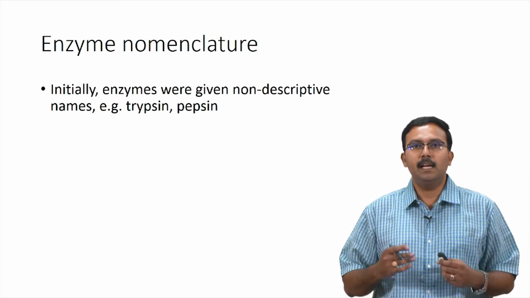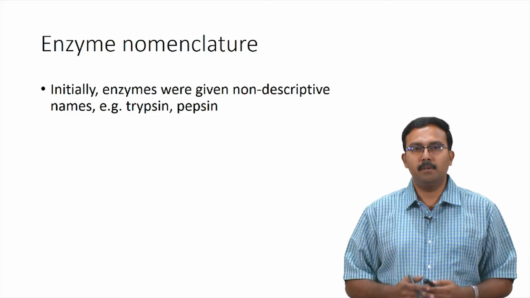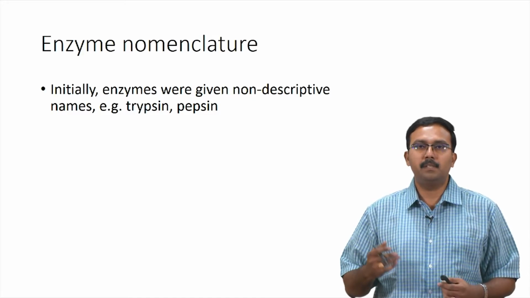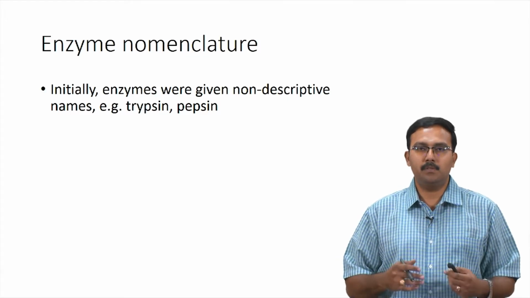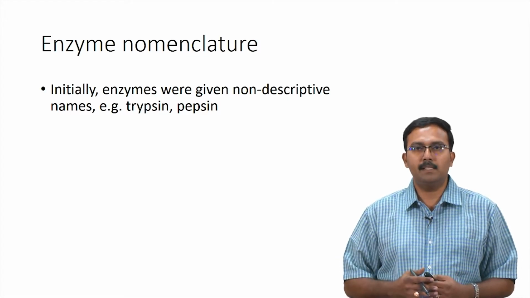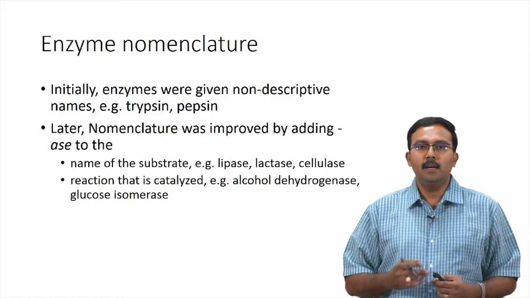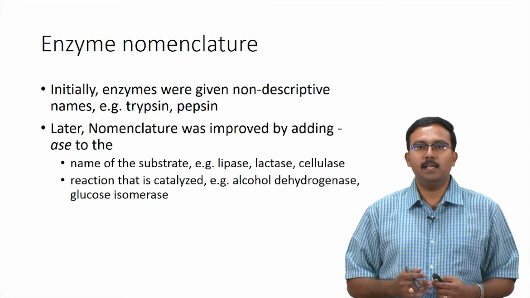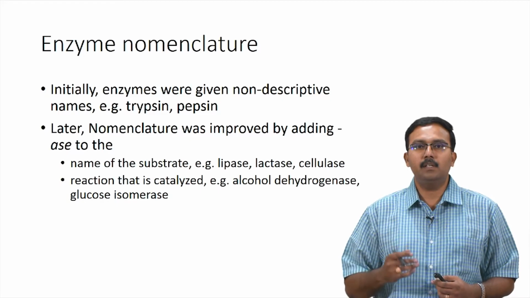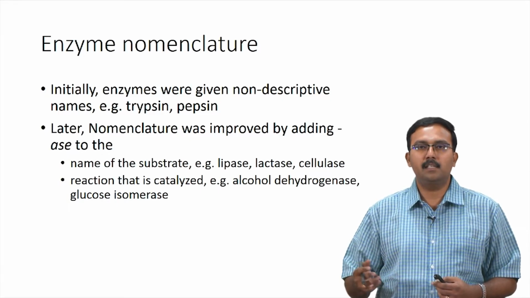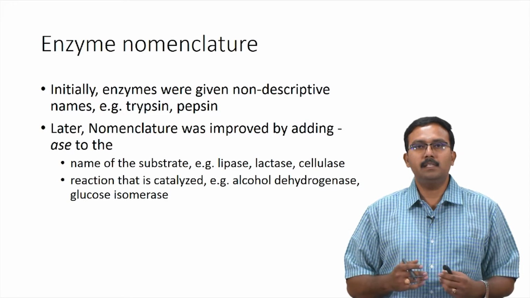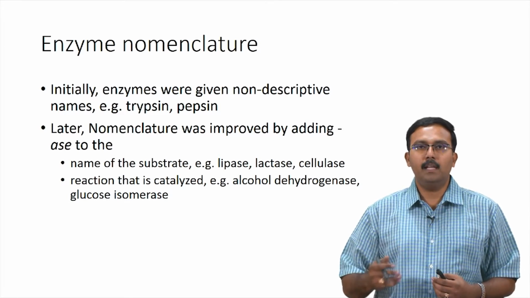Enzymes are named with a certain specific method. Initially enzymes were given non-descriptive names such as trypsin, pepsin, etc. Over a period of time people realized that this was not a very useful way of naming enzymes. So, they started having a new nomenclature where they added "-ase" to either the substrate or the reaction that is being catalyzed by the enzyme. This gave a little more clarity on what the enzyme did.